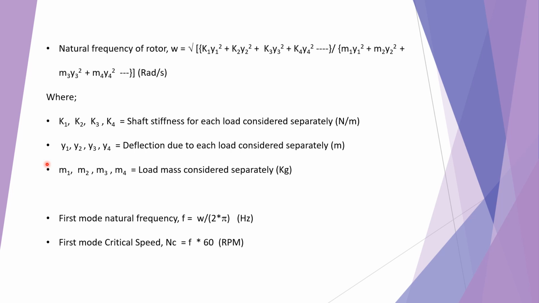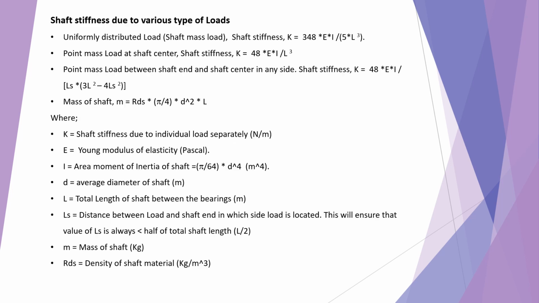And M1, M2, M3 are the loads considered separately in kg. So the first mode natural frequency will be ω upon 2π in hertz, and the first critical speed will be f into 60 in RPM. So this is the way we can calculate critical speed using the Rayleigh method.